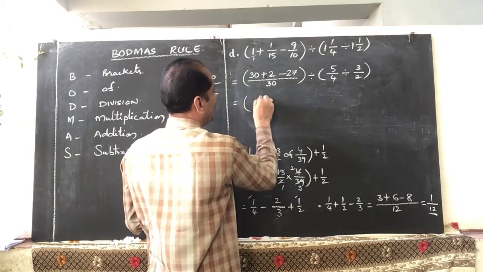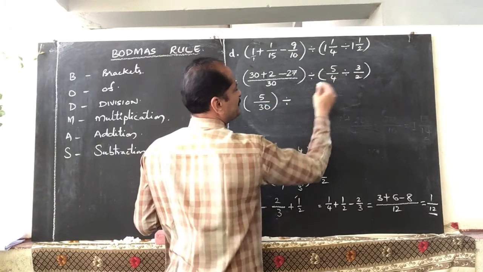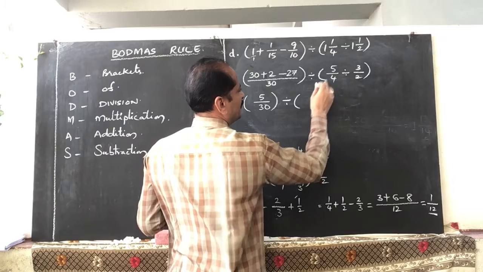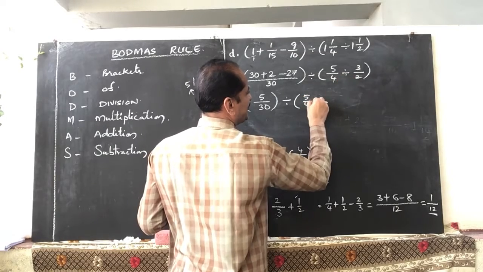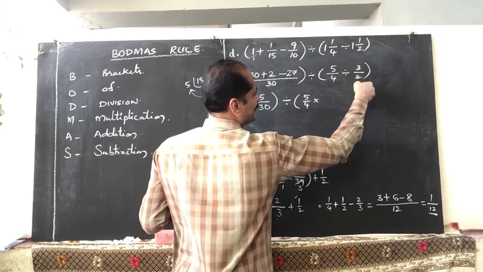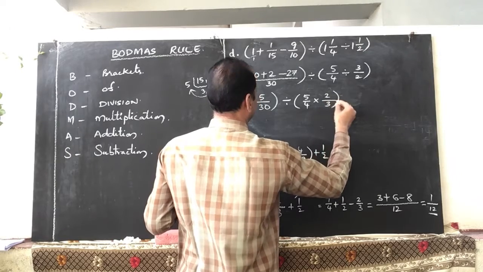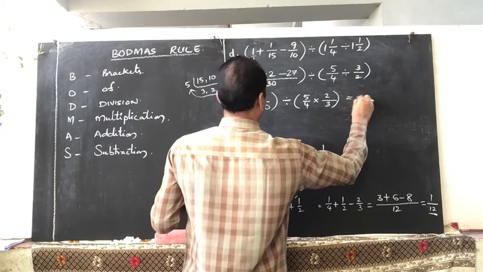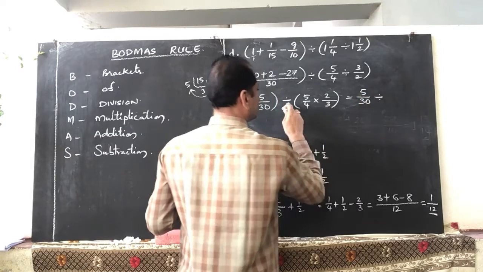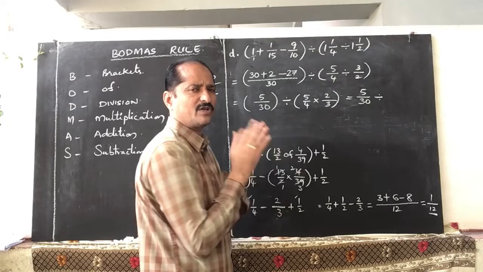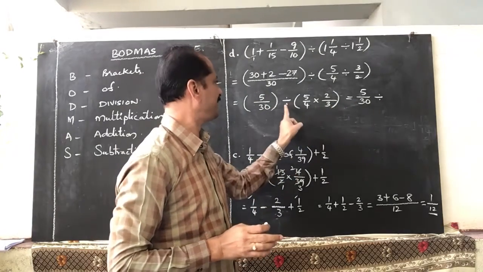So that is 5 by 30 divided by, so division of a fraction with another fraction. So 5 by 4 into, whenever you are changing the division symbol into multiplication, you should write down the reciprocal of 3 by 2. Reciprocal of 3 by 2 is 2 by 3. Just simply. So that is equal to 5 by 30 divided by 5 by 4 times 2 by 3. Remove the bracket. Why? Because only one fraction we have. So remove the bracket.